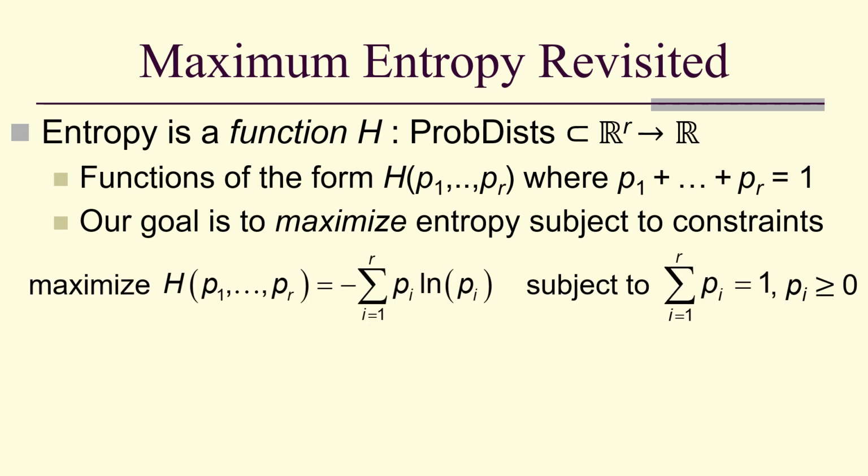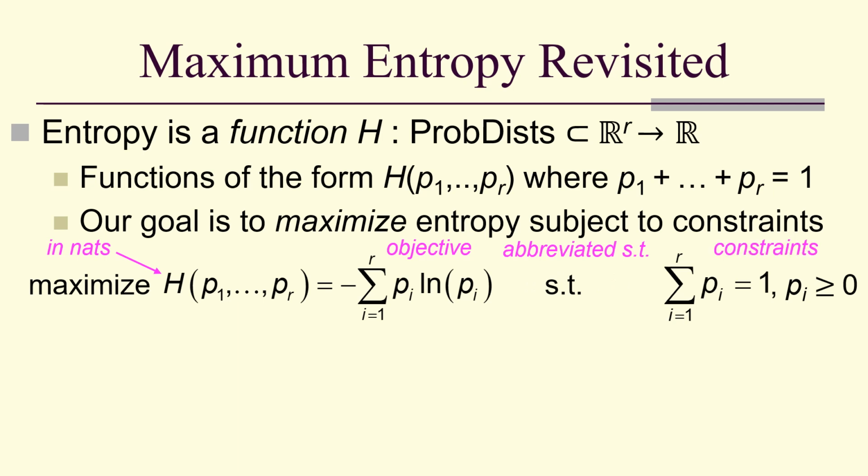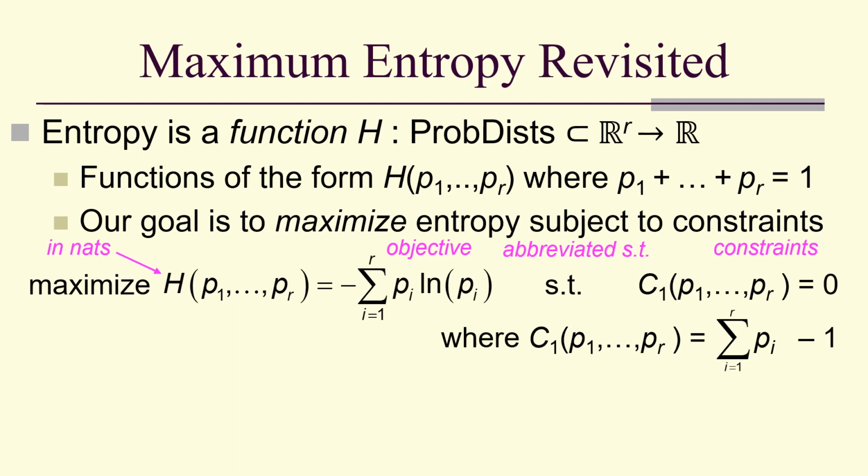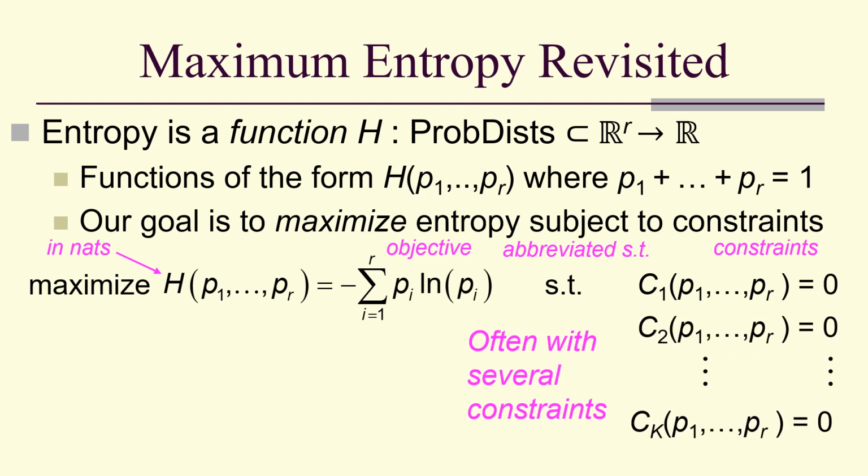So we have this problem, and here we're subject to at least the constraint, the sum of the p sub i's is 1. We're going to be doing this in nats. This is our objective function, the entropy, and we're going to abbreviate ST for such that, and these are our constraints. And notice I could rewrite this constraint as a function itself, C1 of P1 to PR equals 0, where C1 of P1 to PR is the sum of PI's minus 1. And very often we have several constraints.